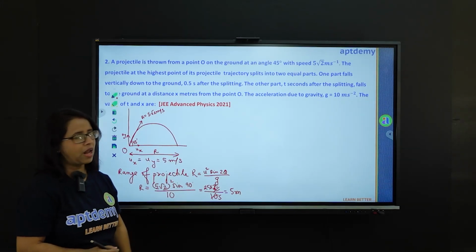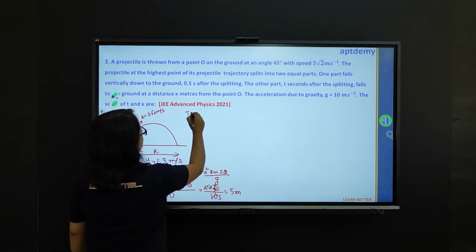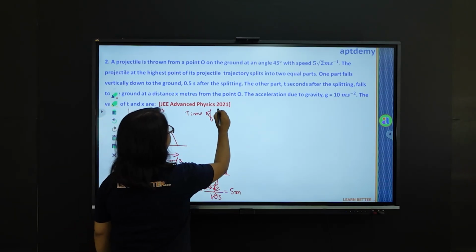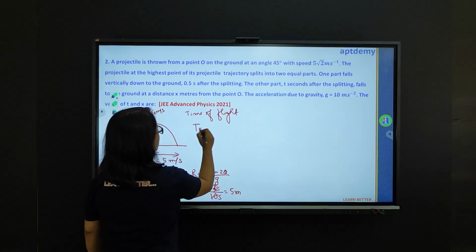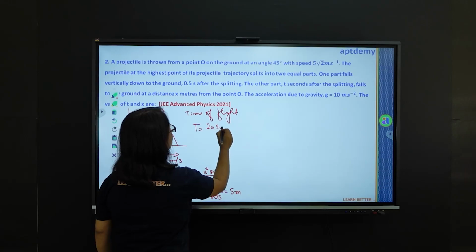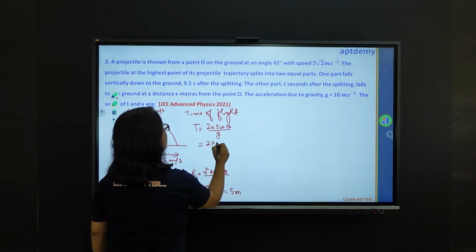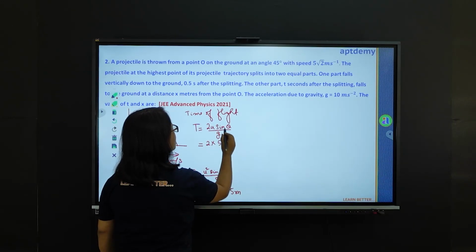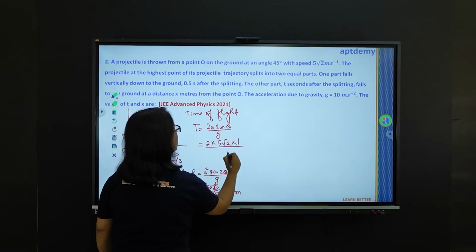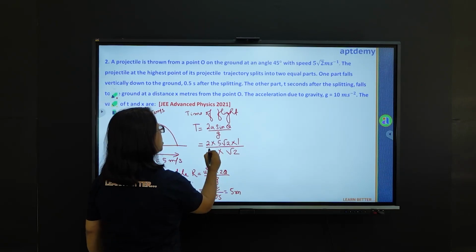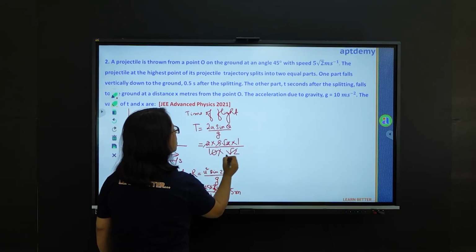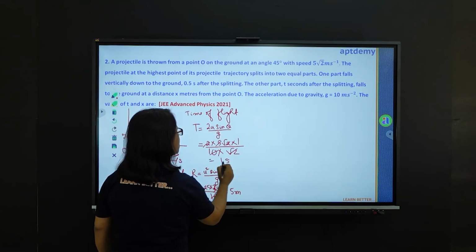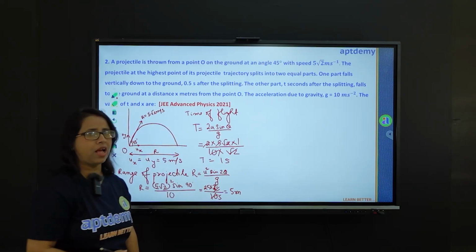Now the time of flight. T will be equal to twice u sine theta by g. So this is 2 times u, that is 5 root 2, sine 45, which is 1 by root 2, and g, that's 10. So we get this as, you can see, equal to 1 second. So this is the time of flight.